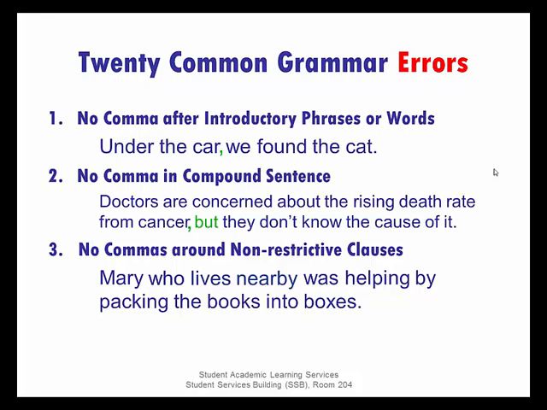If you were guessing who lives nearby, you're correct. If we remove who lives nearby, we would have Mary was helping by packing books into boxes, which is completely understandable and, in fact, a complete sentence. So the who lives nearby is just a little bit of extra information for the reader. And when you have a non-restrictive clause, you have to put commas on both sides of it. So we have Mary, who lives nearby, was helping by packing books into boxes.